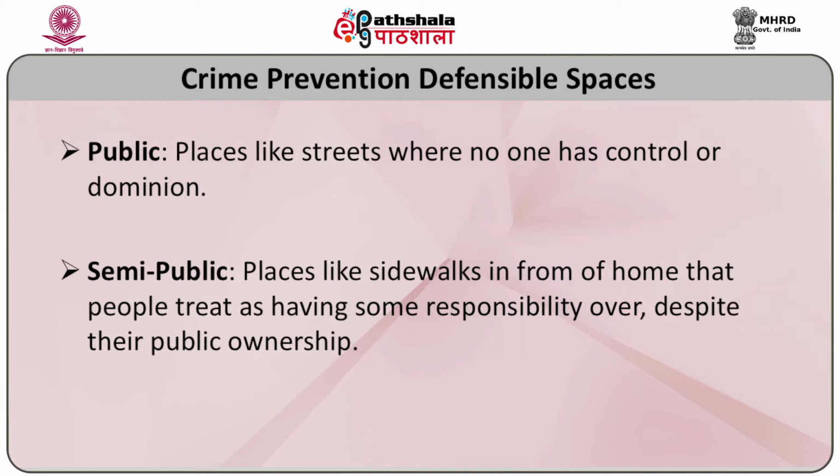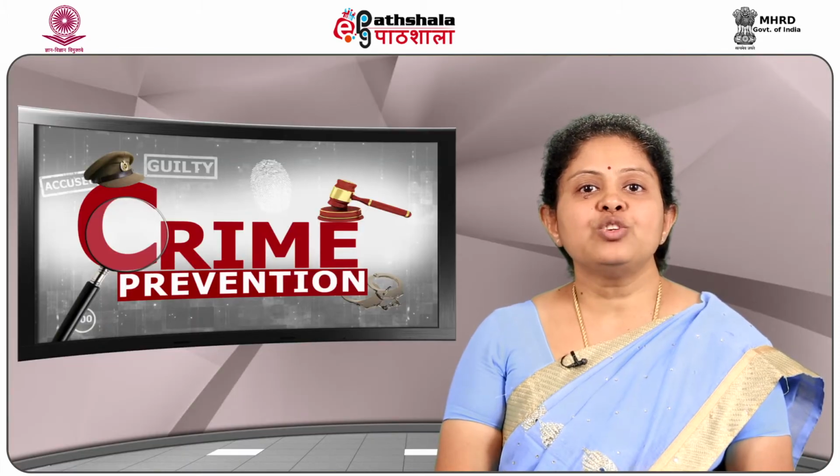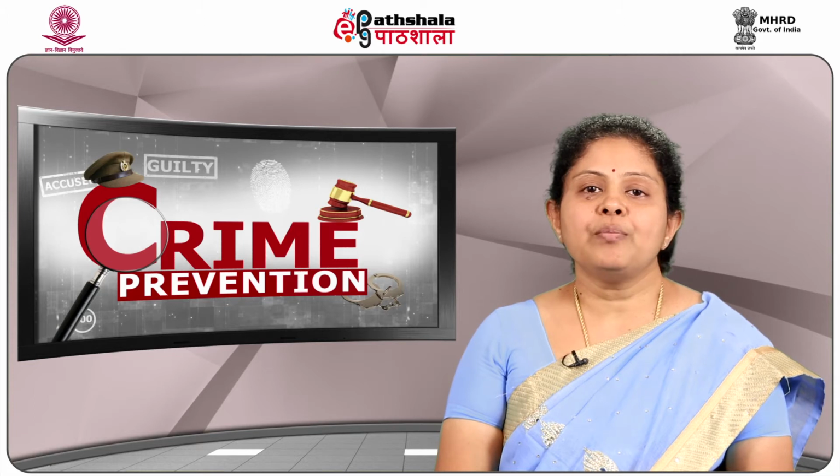Semi-public places, like sidewalks in front of homes, are places that people treat as having some responsibility over despite their public ownership. Semi-private areas, like the backyard of a house, are controlled by a person or persons but are within view of the public. Private places, like homes, are those in which people have complete ownership and are able to watch completely and deny access to others. Under this theory, private supervision is the key to crime prevention.